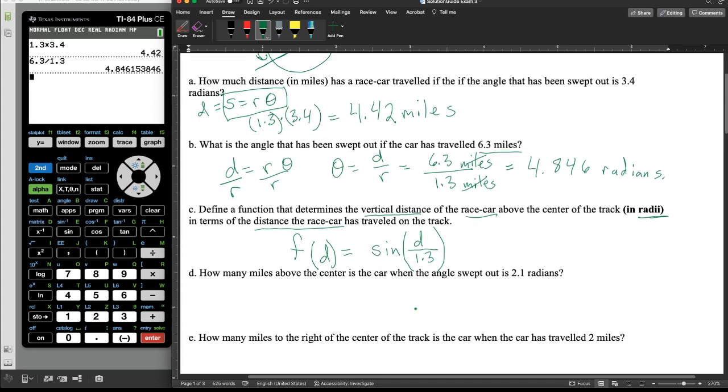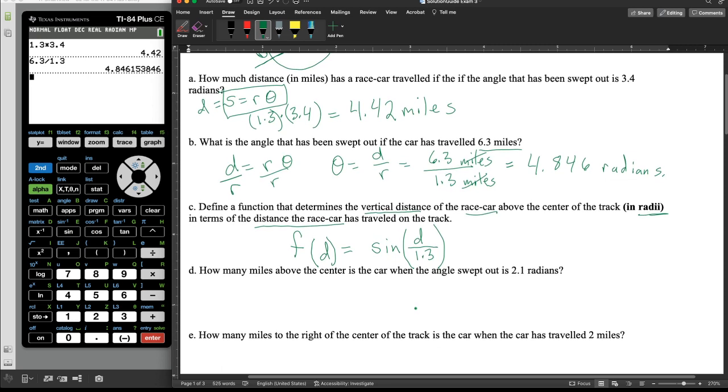How many miles above the center is the car when the angle swept out is 2.1 radians? So notice, remember the input for a sine function is the radians. And what is it going to give us? How many miles above the center? So now this time we wanted it in miles, not in terms of radii. So we're going to use this function, but we're going to multiply that function that we have there by 1.3.